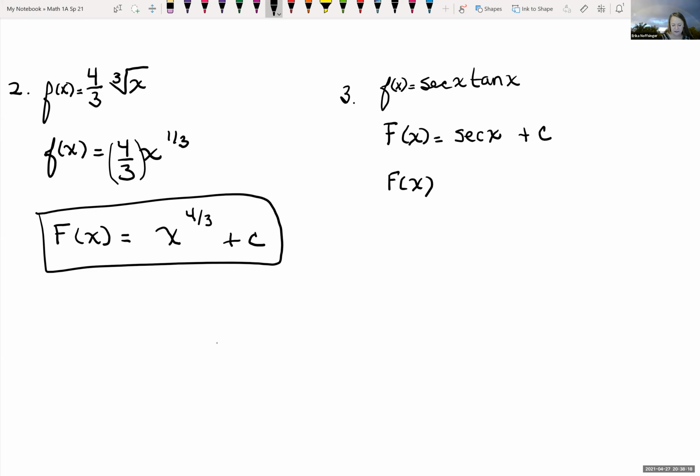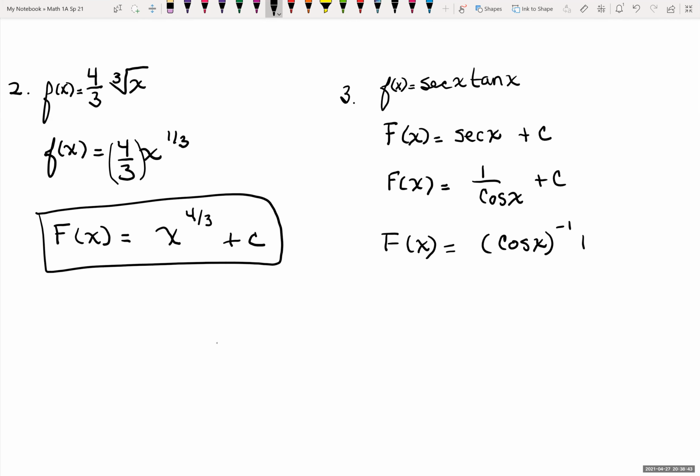I'm going to rewrite it because I know what the derivative of cosine and sine is. So I can rewrite this as 1 over cosine of x plus c. I don't want to have to use the quotient rule, so let's rewrite this. This is the same thing as cosine of x, all raised to the -1 power, which is not the same as the inverse function of cosine, plus c. Now I could just use my chain rule, bring my power down in front, -1.